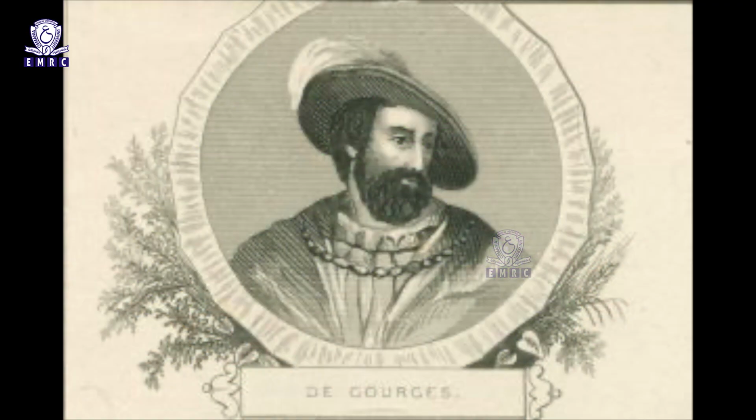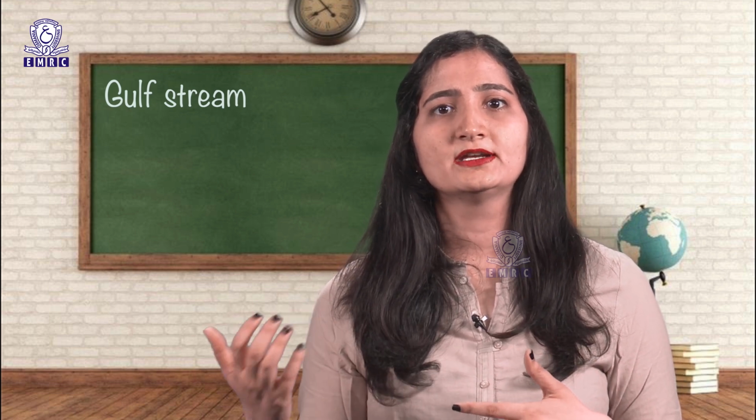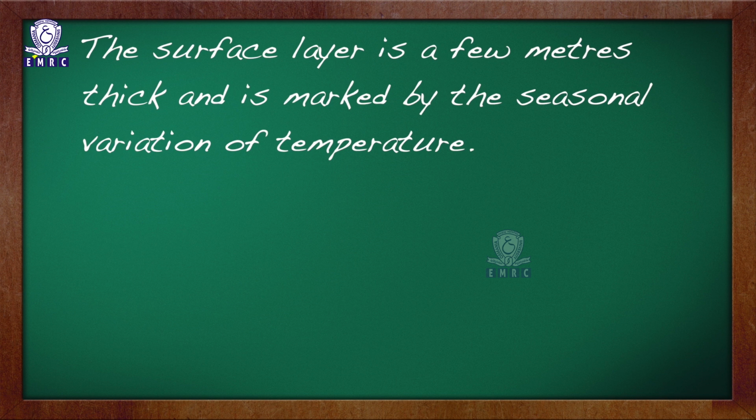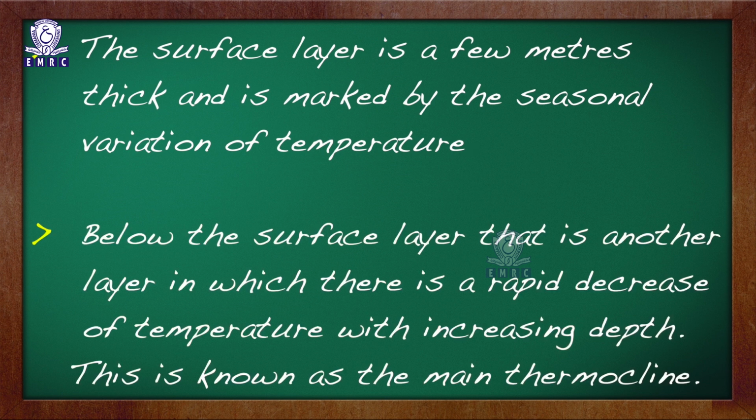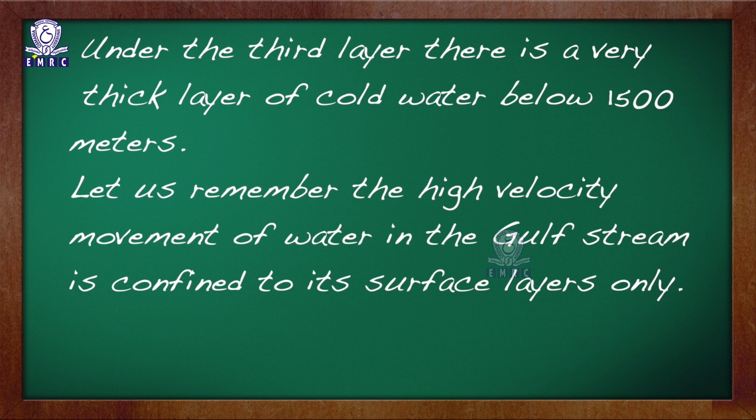A sea traveller named Lescarbot observed that in a vertical cross section, the Gulf Stream can be divided into three distinct layers. The surface layer, which is a few meters thick and is marked by the seasonal variation of the temperature, and below the surface layer, another layer in which there is rapid decrease of the temperature with increasing depth. This is known as the main thermocline. And a third one, which is a very thick layer of cold water below 1500 meters. Let us remember that the high velocity movement of the water in the Gulf Stream is confined to its surface layers only.